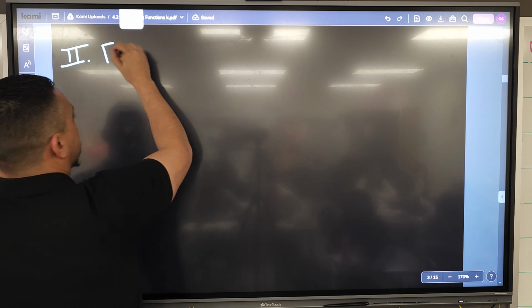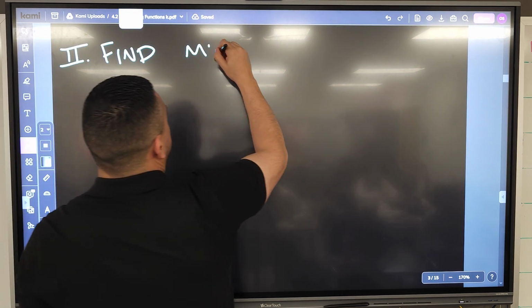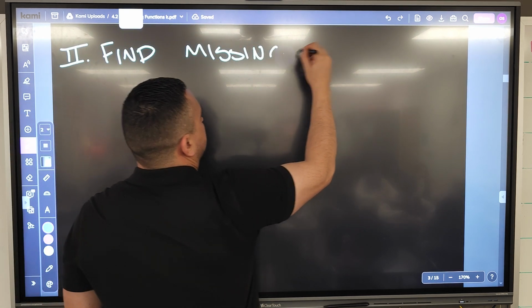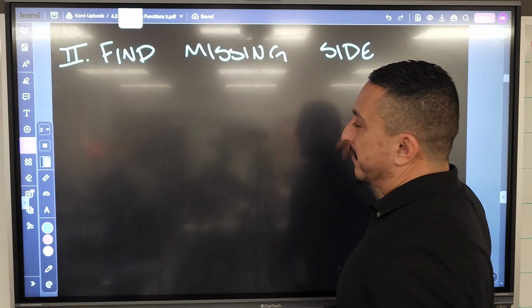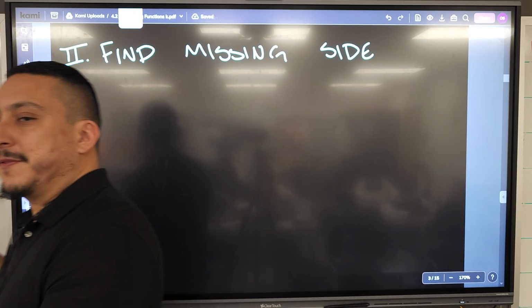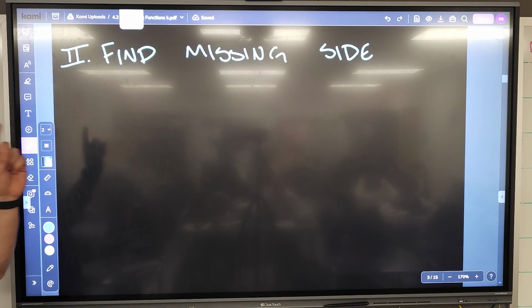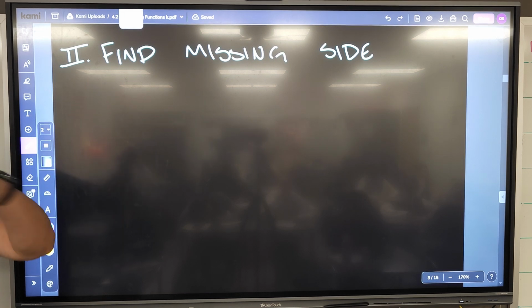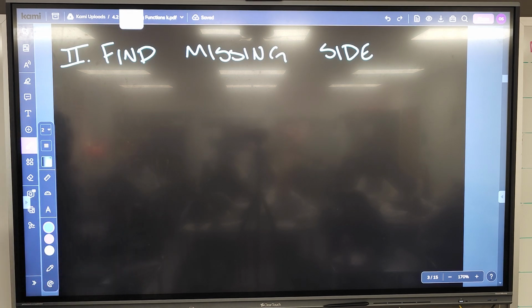So this part will be, the whole purpose of knowing this is because of this. Find the missing side. Tomorrow you'll do the homework on this and we'll finish with the mini quiz. Wednesday you'll find the missing angle. So first we're going to focus on the missing side.